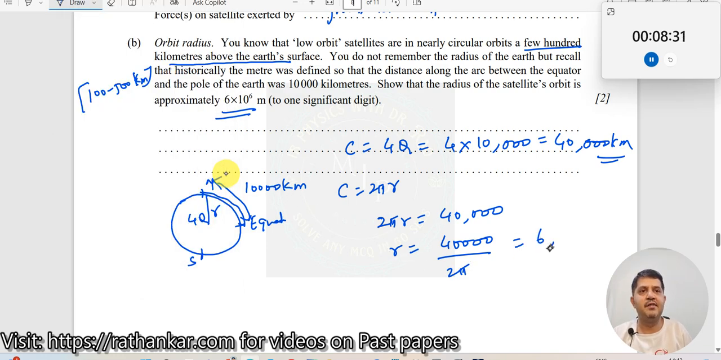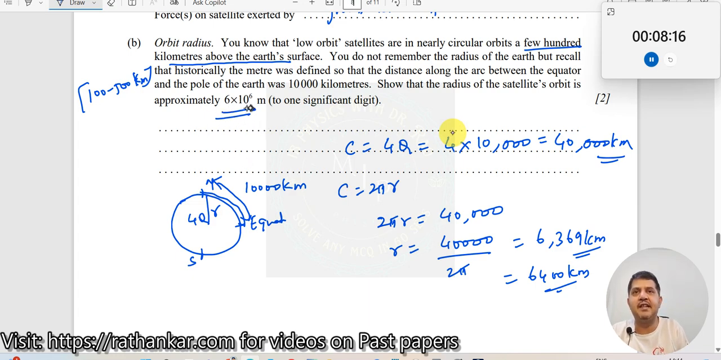Wow, 6,369 kilometers. What is the actual answer? The actual answer is 6,400 kilometers, right? So therefore, somehow we have got the correct answer for the radius of satellite orbit, and approximately this is 6 into 10 to the power of 6 meters.